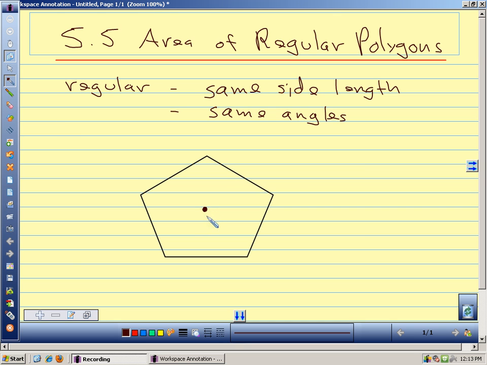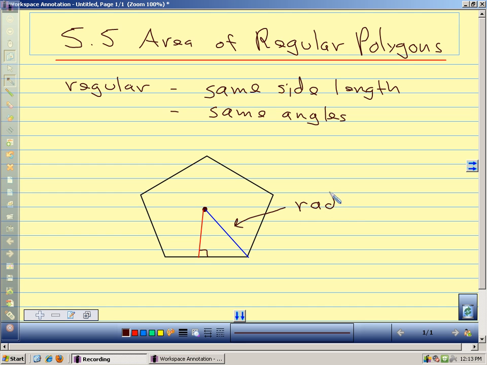And the point here is our center. And we have two segments drawn in, and we're going to label those. So let me draw those in. We have this one. And I'm going to do the other one in a different color. We have this one. And this is going to be a 90-degree angle. This segment is the radius. The radius goes from the center to a vertex.